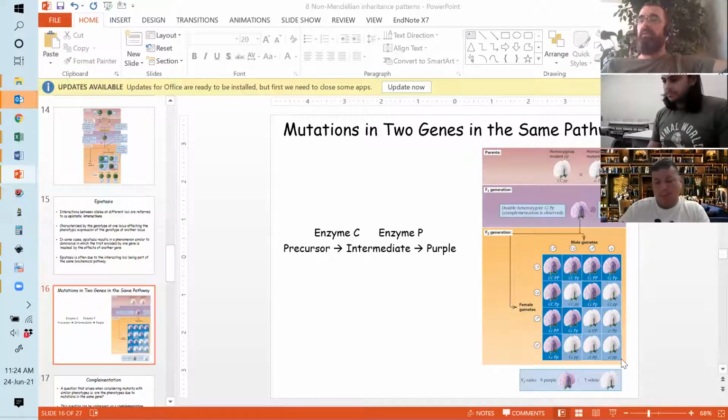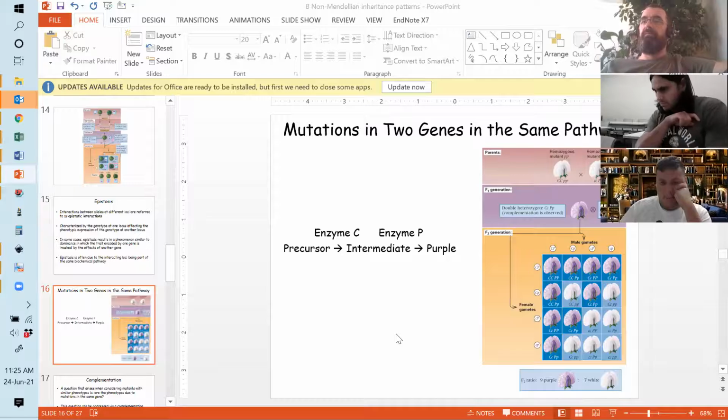So these would normally be the 3 to 3 to 1 part of that expected F2 ratio. But instead, they're all clumped together because they're all white. Even though they have different genotypes, they're still all white. Does that make sense? Yeah.